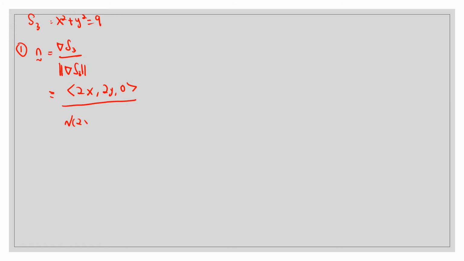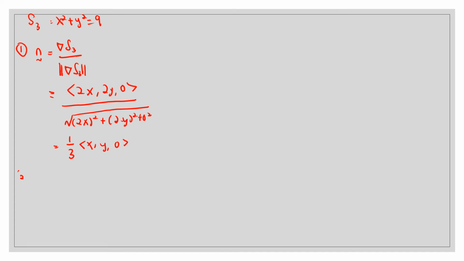Okay, S3 here is x squared plus y squared equals 9. The cylinder is a parametric surface. To find n, you can use the formula del S over the magnitude of del S. So here del S is equal to (2x, 2y, 0), and the magnitude of del S is the square root of 2x squared plus 2y squared plus 0 squared. When you solve it, you will get 1 over 3 times (x, y, 0).